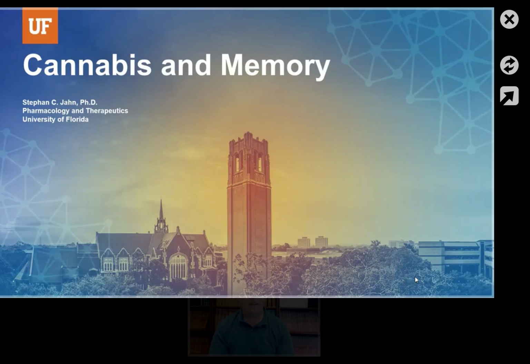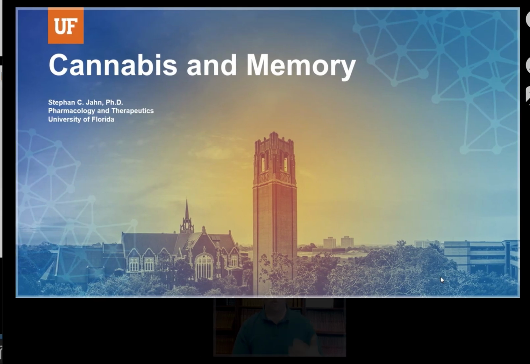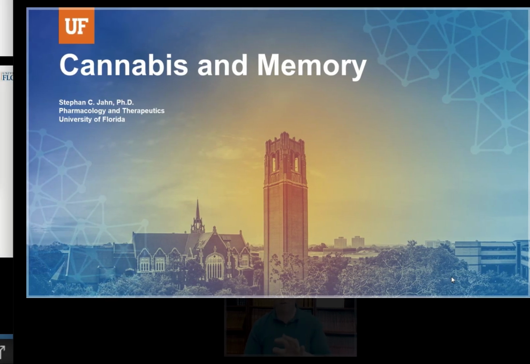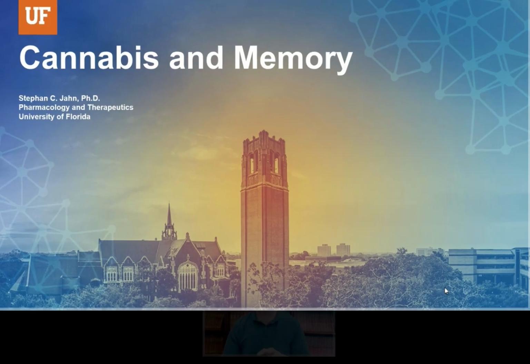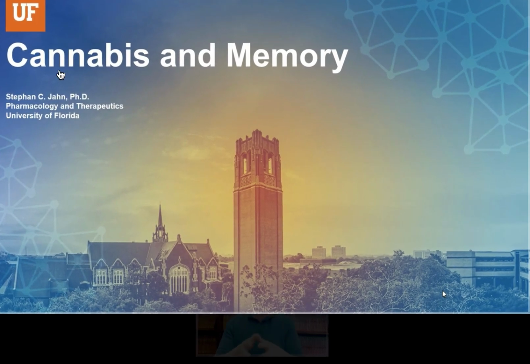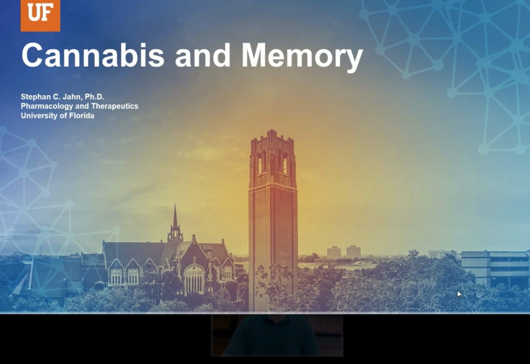Hi everyone. This video is going to look at the role of cannabis and memory. This is going to expand on what we talked about a little bit in the emotion lecture, where we looked at the ability of the endocannabinoid system to control memory extinction. Here we're going to look at the role of cannabis, the endocannabinoid system, in learning in general. So the ability to remember something the first time.